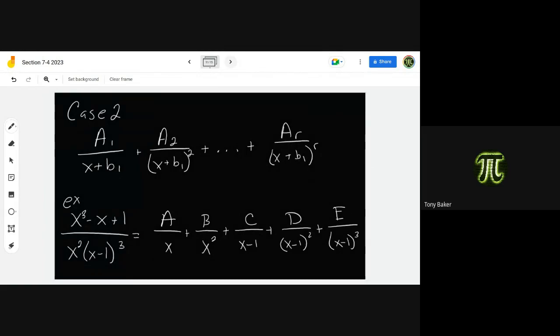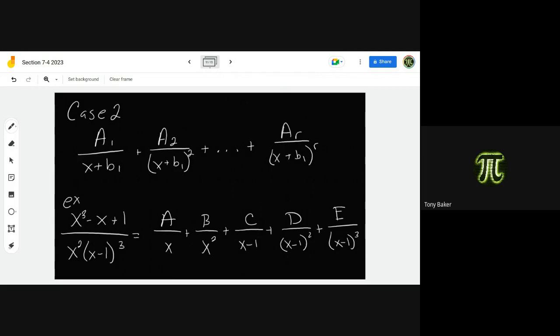Case 2. So what happens if we have multiples? So what if I have x squared or x minus 1 to the third?